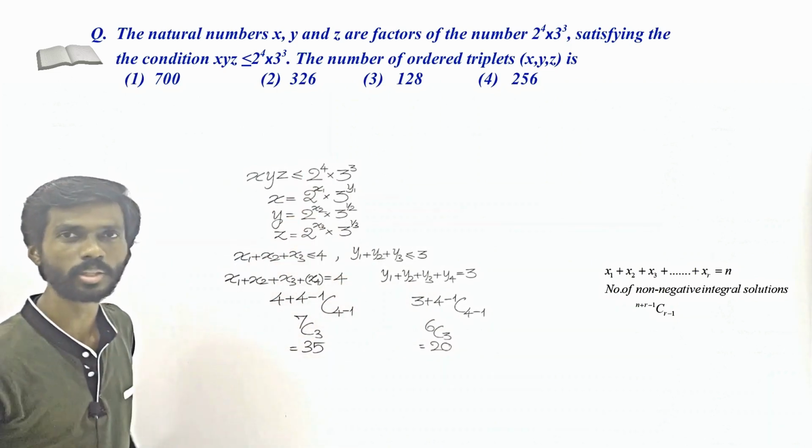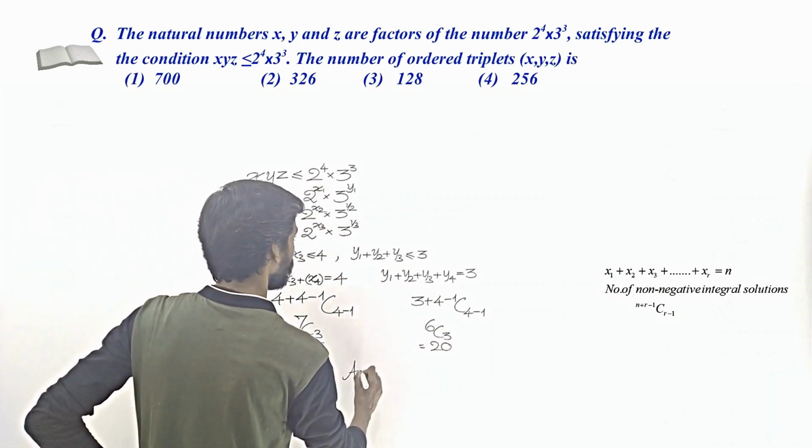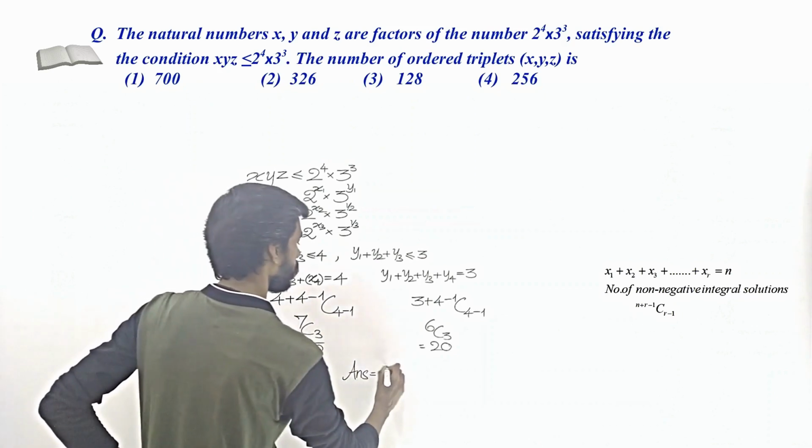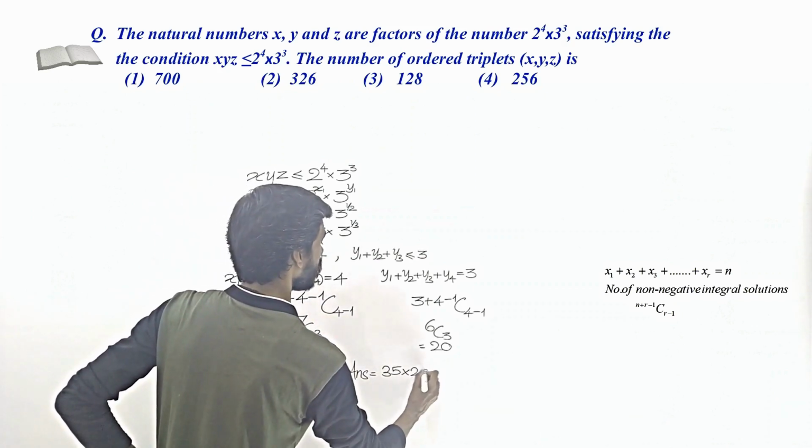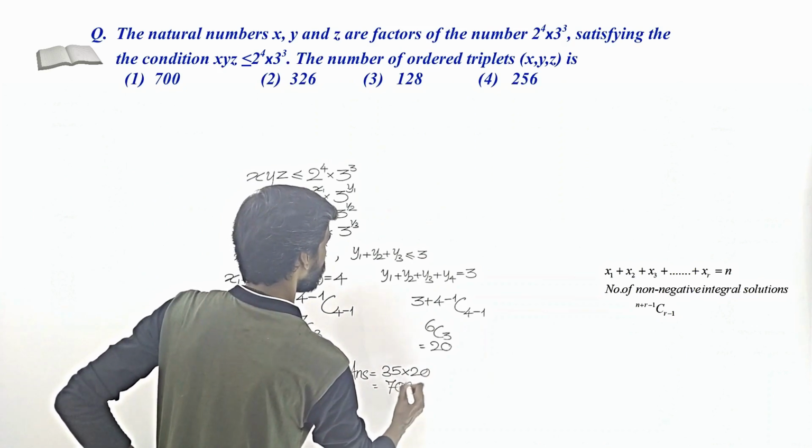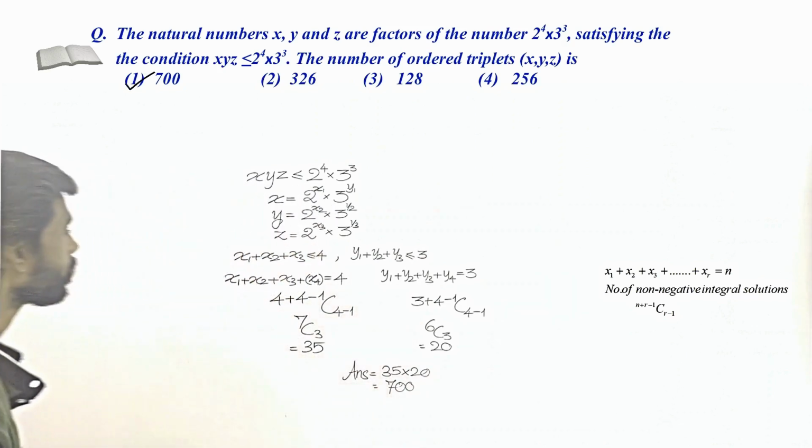So now we want to find the total number of combinations. So our required answer, the total number of combinations, is the product 35 multiplied by 20. So that is 700. So that is the answer to the question.